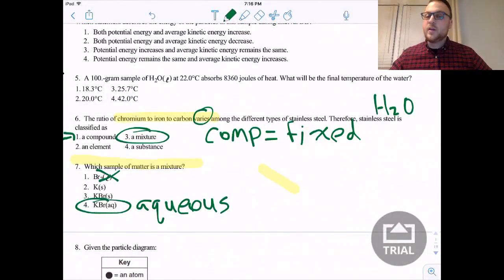If you see the word varies, like I can dissolve salt in water. I can put 10 grams of salt. I can put 30 grams of salt. I can put 100 grams of salt. It doesn't matter. They're not chemically combining. So the proportion of them to each other varies. Therefore, it makes it a mixture.